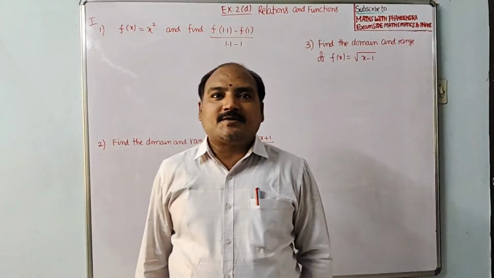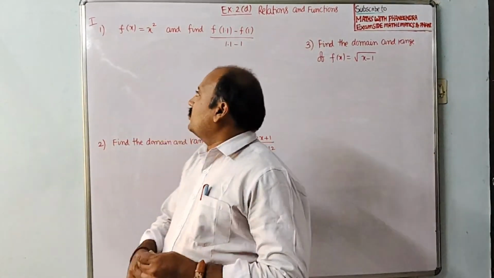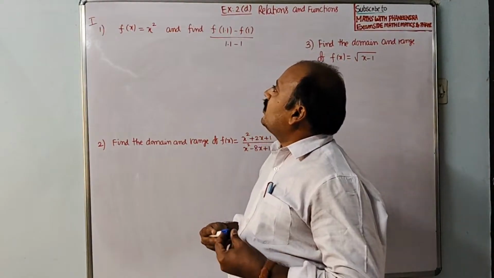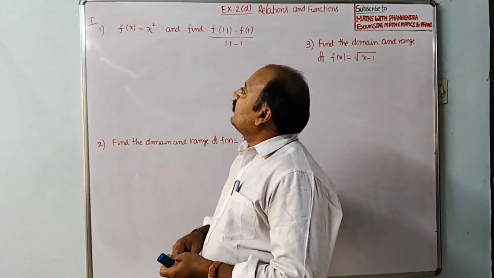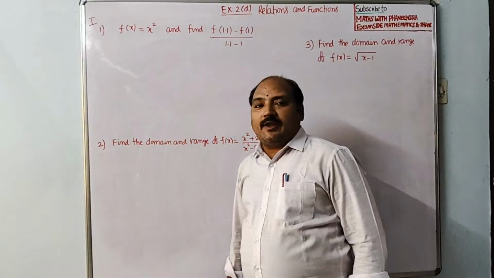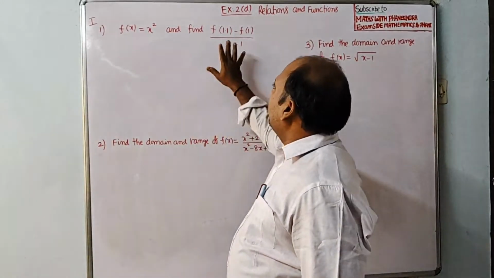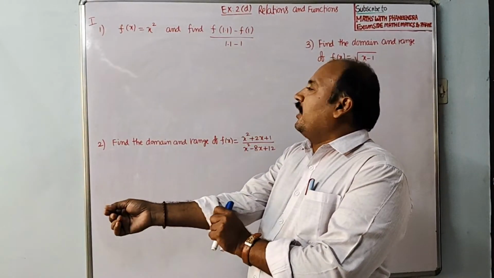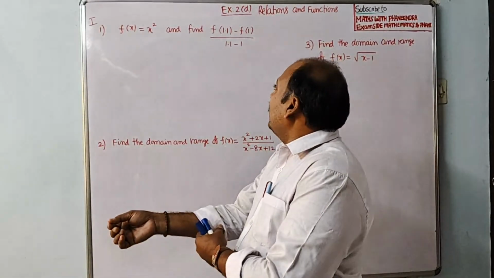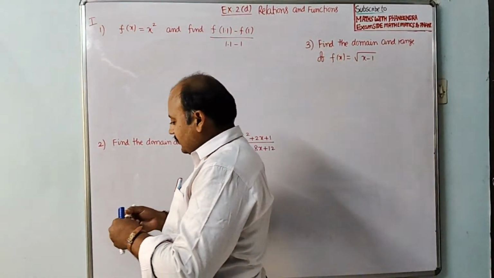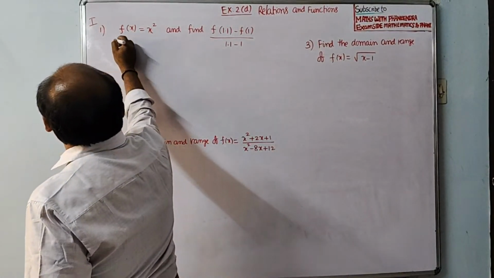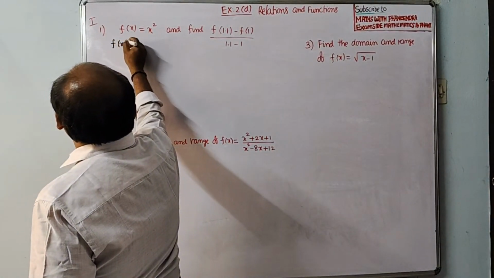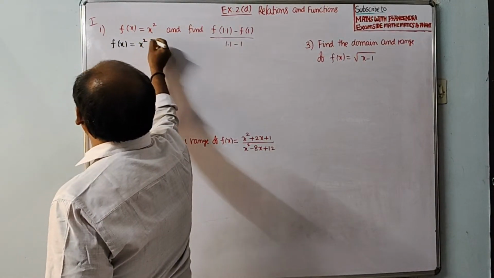Here is the question from exercise 2D. The first question is: f of x equals x square, find f of 1.1 minus f of 1 divided by 1.1 minus 1. First, write the given function, f of x is equal to x square.